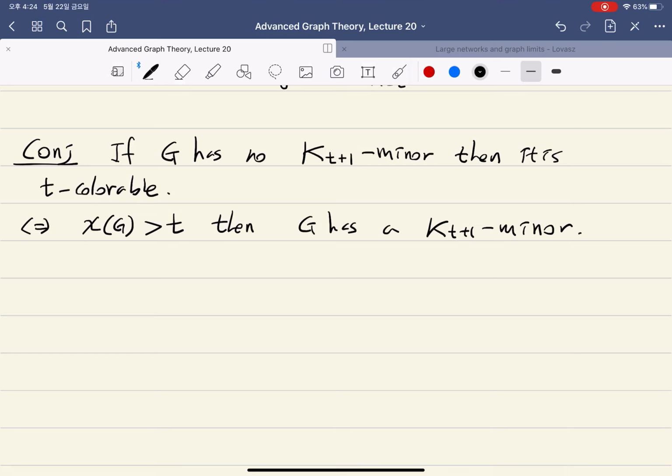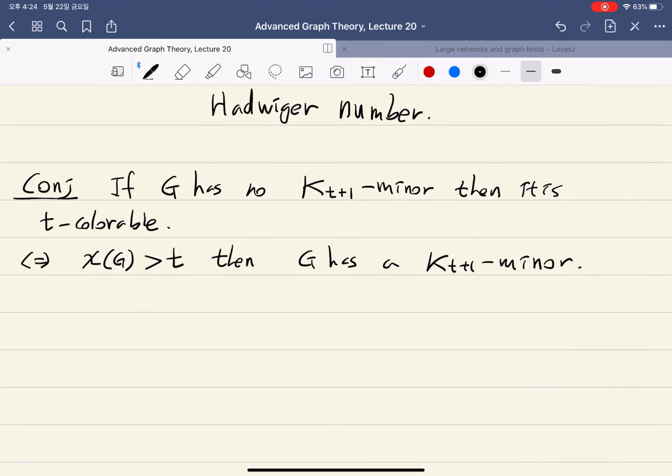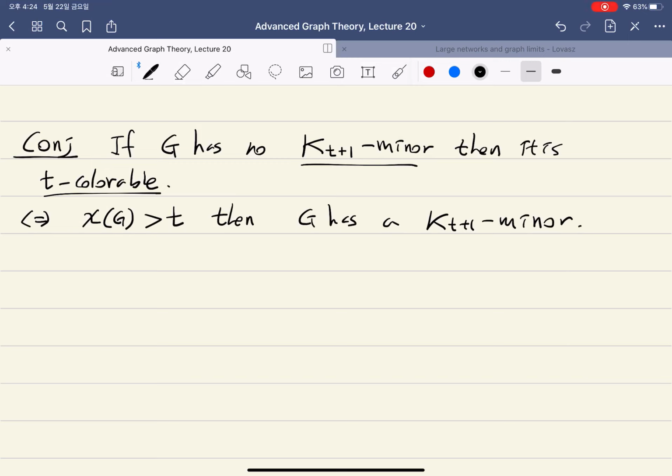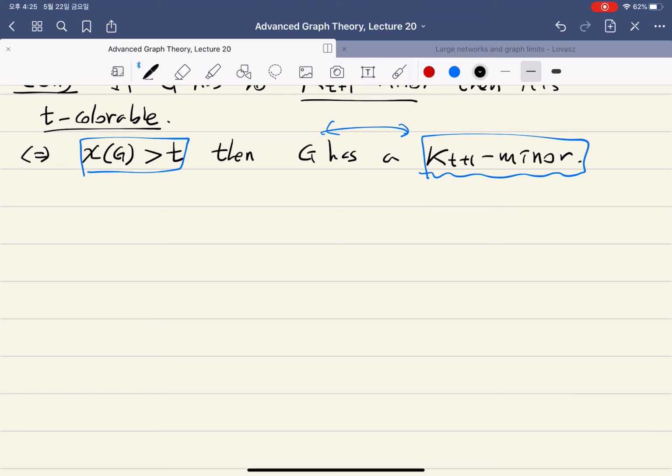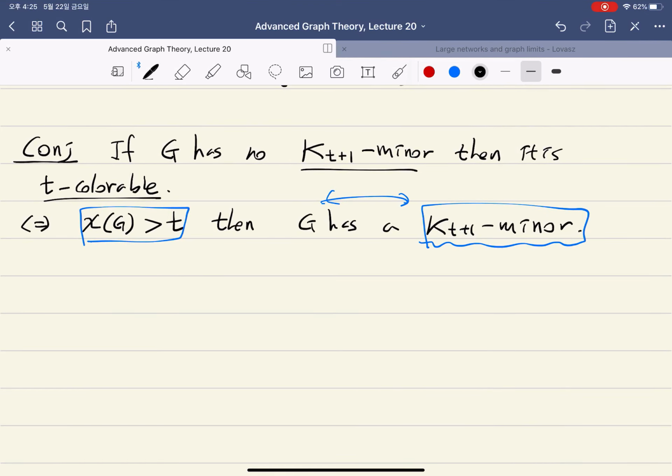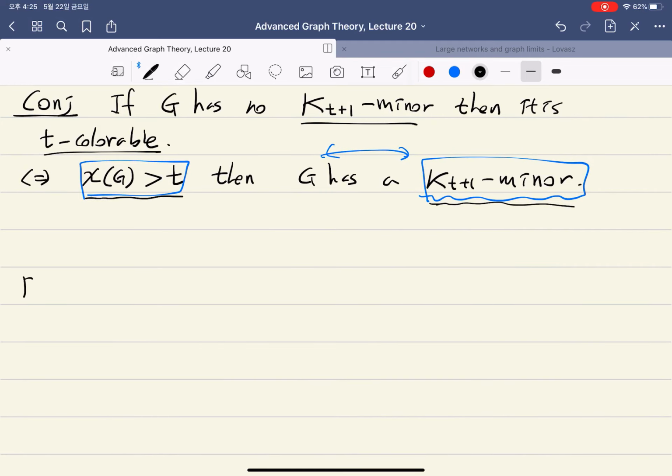So this is more general than the four-color theorem, because the four-color theorem says that if you have a planar graph which has no K5 minor, then it should be four-colorable. And so what we are interested in is the complete graph minor in G and the chromatic number. It suggests a relationship between these two. So this essentially says that instead of considering the chromatic number, one might instead consider the largest complete graph minor in G. That motivates us to define this number.